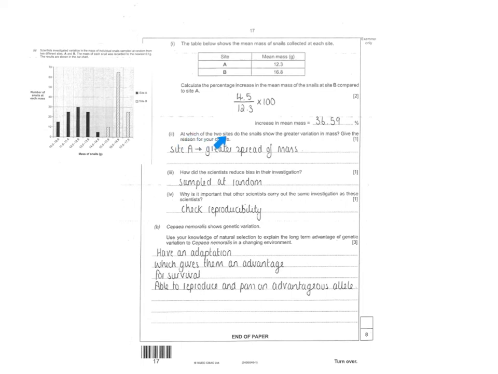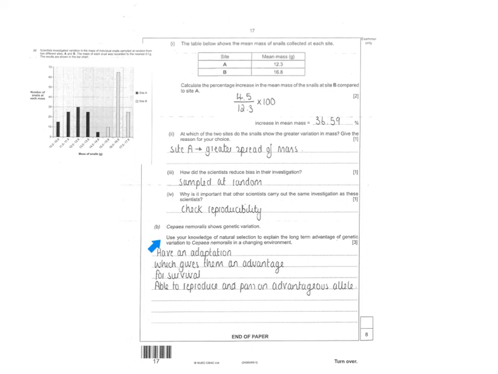At which of the 2 sites do the snails show greater variation in mass? Give the reason for your choice. Site A, which we can see here, we've got a greater spread of mass. They're essentially starting at 10 grams to 15 grams. How did the scientists reduce bias in their investigation? They sampled at random. Why is it important that other scientists carry out the same investigation as these scientists? Because they want to check the reproducibility.